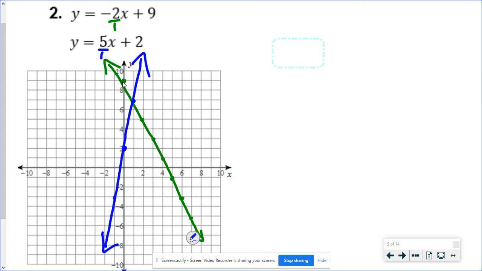So there's my graph, and the lines cross right here at 1, 7. Right, and again, remember, you can just substitute in. If I put the 1 right here, 5 times 1 is 5 plus 2, yep, that's 7. And negative 2 times 1, that's negative 2 plus 9, yes, that is also 7.